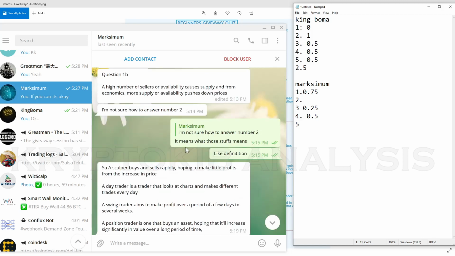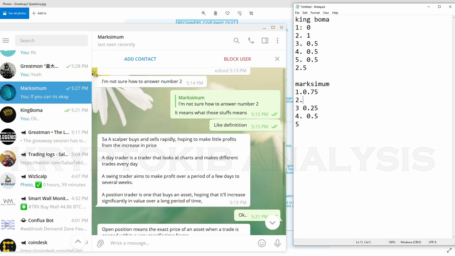I'm not sure how to answer about that. I say it means what those stuff means. Okay, you answered 5 first. Scalper buys and sells rapidly, hoping to make little profit. That's correct. Day trader is a trader that looks at charts and makes different trades every day. Swing trader aims to make profits over a period of a few days to several weeks.